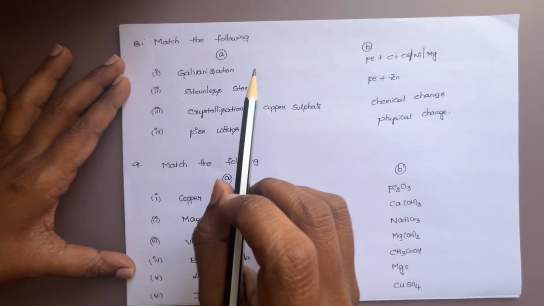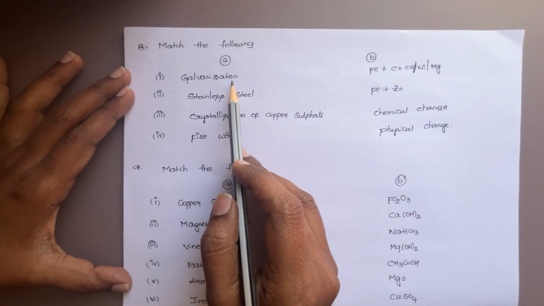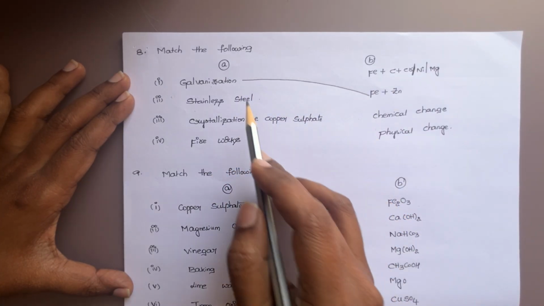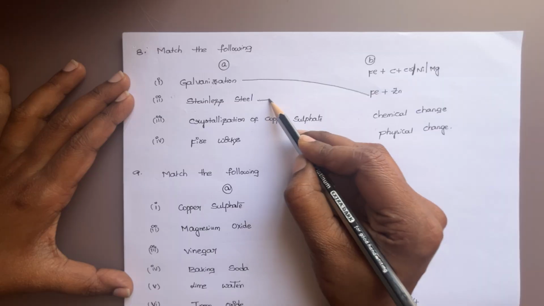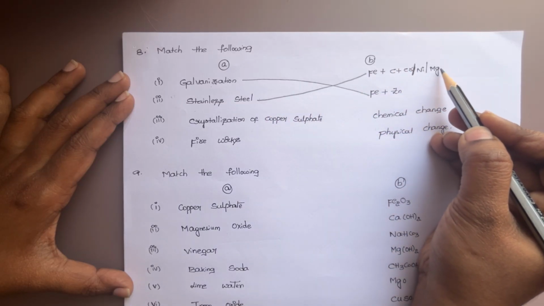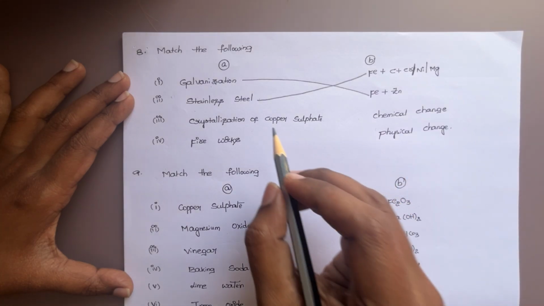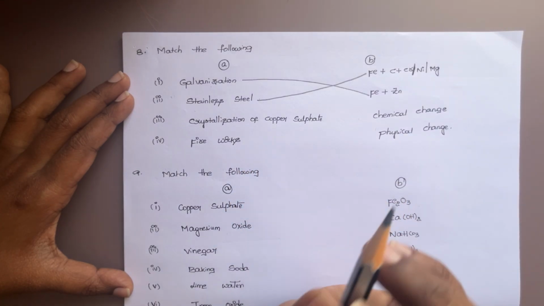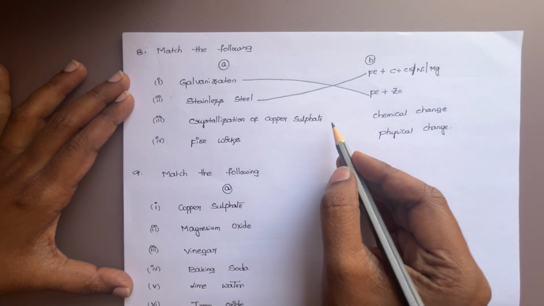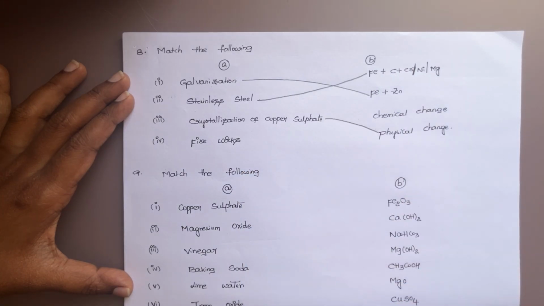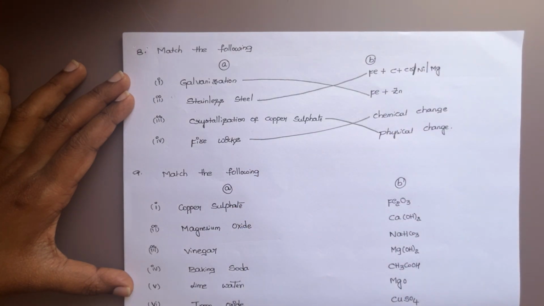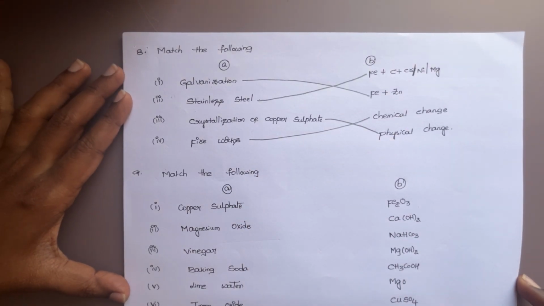Now, what is meant by galvanization? Just now I told you, coating of iron with zinc. Stainless steel composition is iron with carbon, and either chromium, nickel or magnesium is present. Crystallization of copper sulfate is the best example for physical change. Fireworks is the example for chemical change. This is the match the following answers.